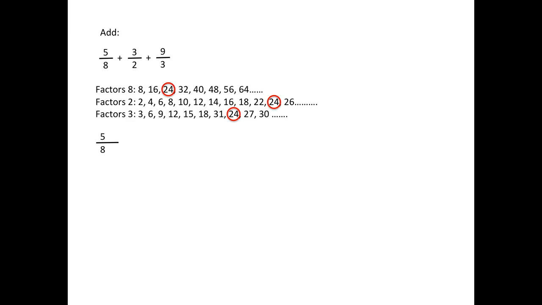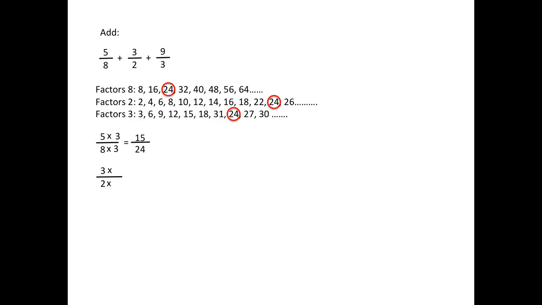Then, the first fraction, 5 divided by 8. I need to multiply 8 by 3 to get 24. If you multiply by 3 in the denominator, you need to multiply by 3 in the numerator, and it's 15 divided by 24. And the 3 divided by 2 is the same thing.